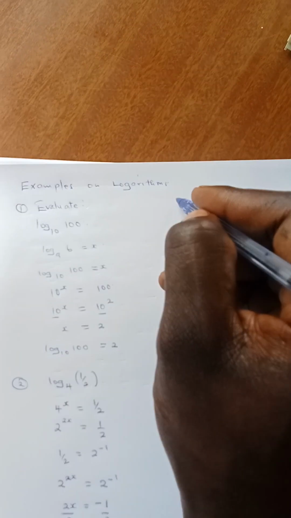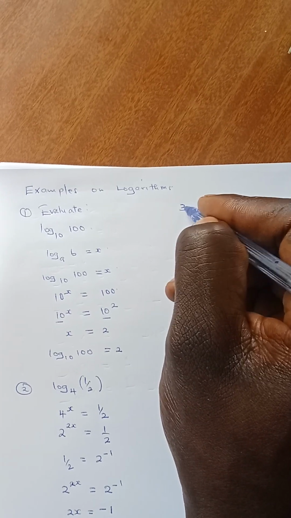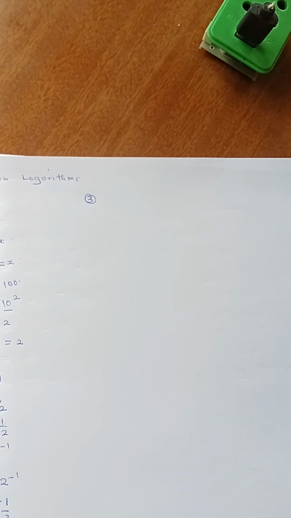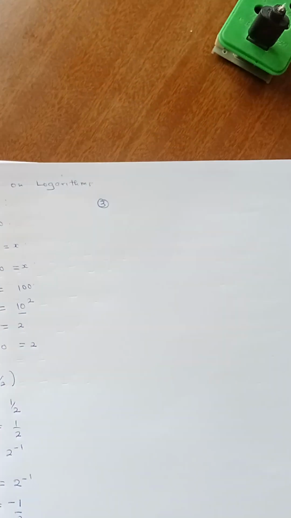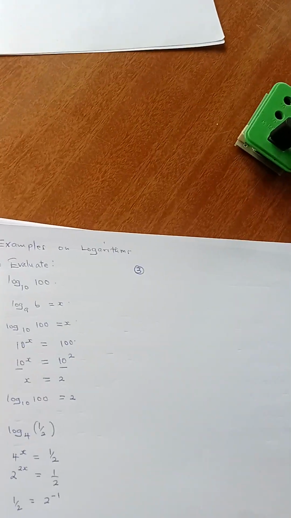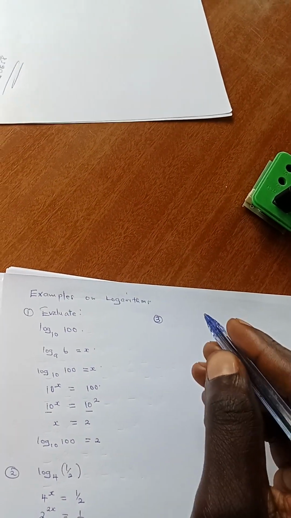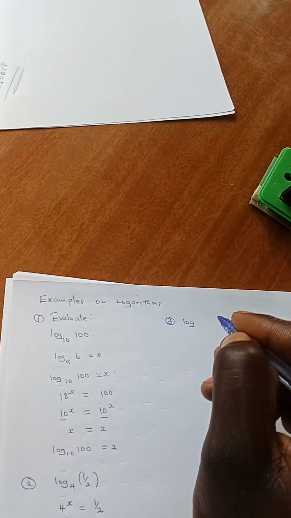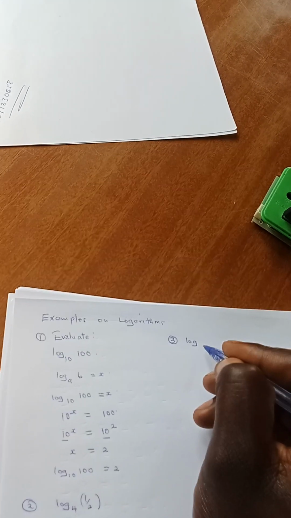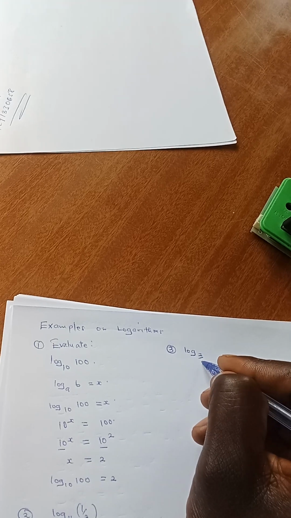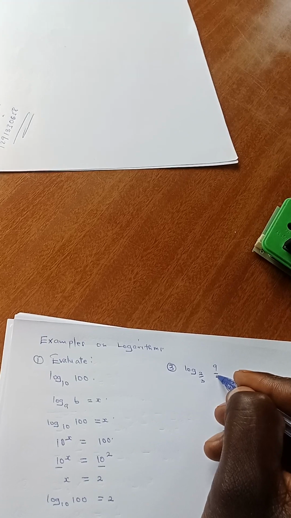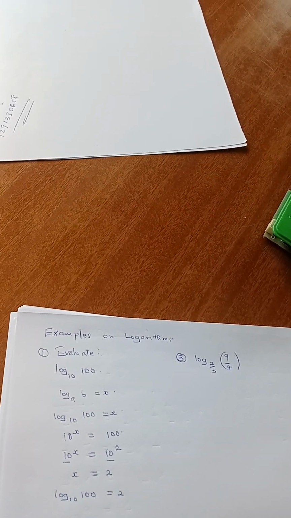More examples. And the third example for that case, we may also wish to get the log to base 2 over 3 of 9 over 4. This is a bit complicated.